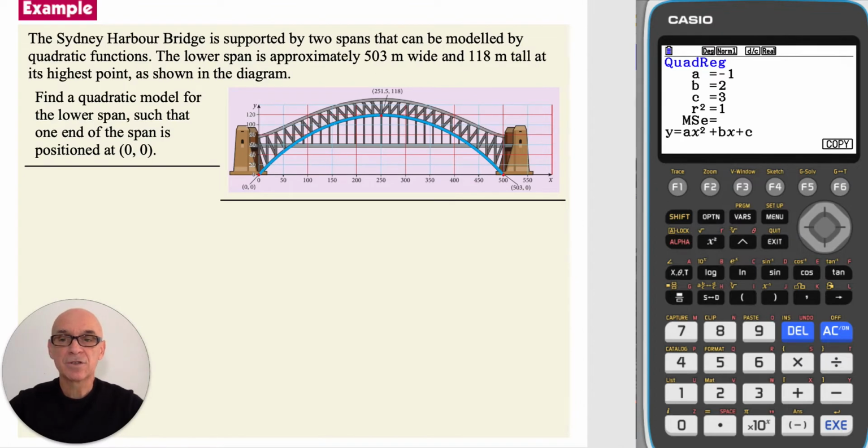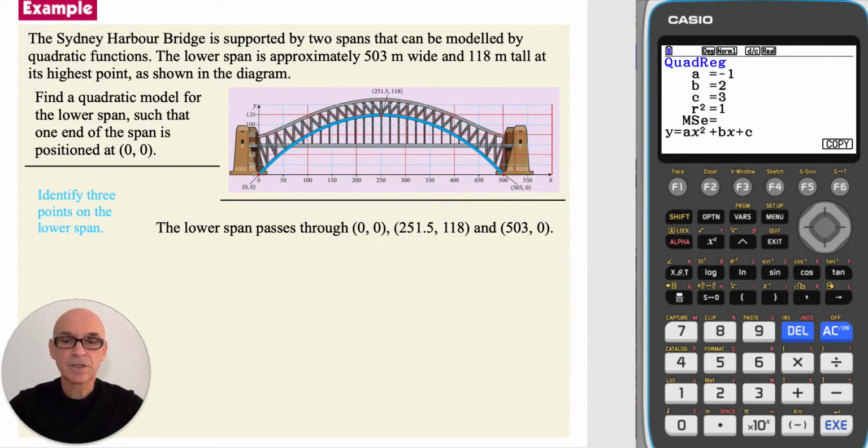In this question, we're asked to find a quadratic model for the lower span of Sydney Harbour Bridge, as shown in the diagram. If we begin by identifying 3 points on the lower span. The lower span passes through 0, 0, 251.5, 118, and 503, 0.